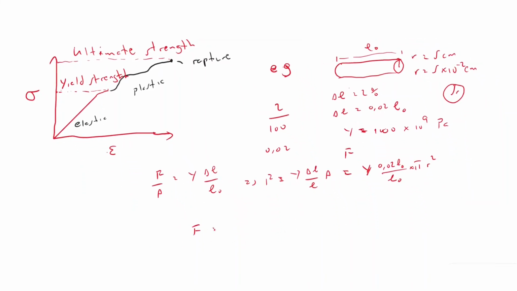It means that the force is going to be the Young's modulus, 100 times 10 to the power 9, multiplied by 0.02, because this is going to cancel with this. Then you multiply it by pi, and then by 5 times 10 to the power minus 2 squared. Then it turns out the force that you must apply just to stretch this material by 2% of its original length is 15.7 times 10 to the power 6 Newton. That's a lot of force that you have to apply just to change it by 2%.